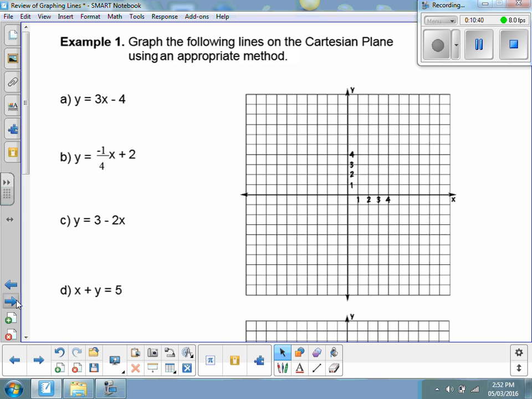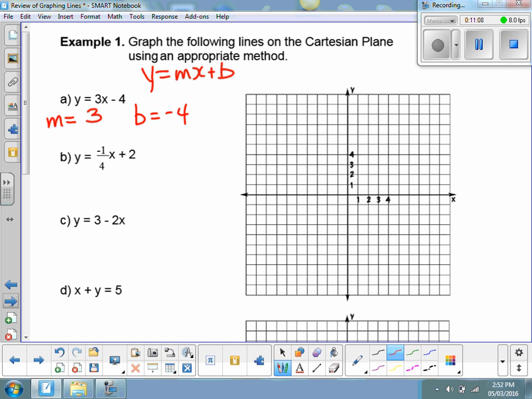But to start with, we've got y equals 3x minus 4. These first three, we're going to use y equals mx plus b to help graph them. So I think we'll do A and B here. So in A, our m is equal to 3, and our b is equal to negative 4.